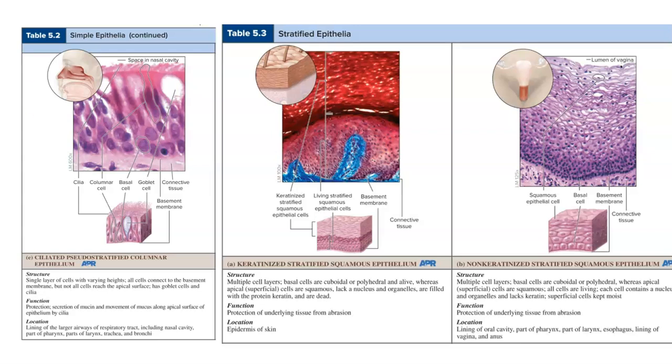And I'm going to go ahead and do this, guys. You see these words right here? Parts of the pharynx, parts of the larynx, trachea and bronchi. That's part of your respiratory tubes.